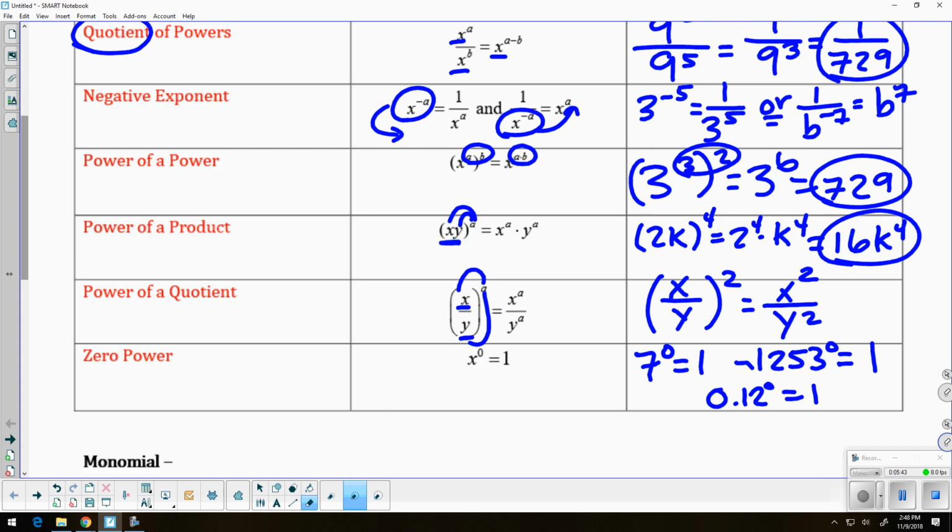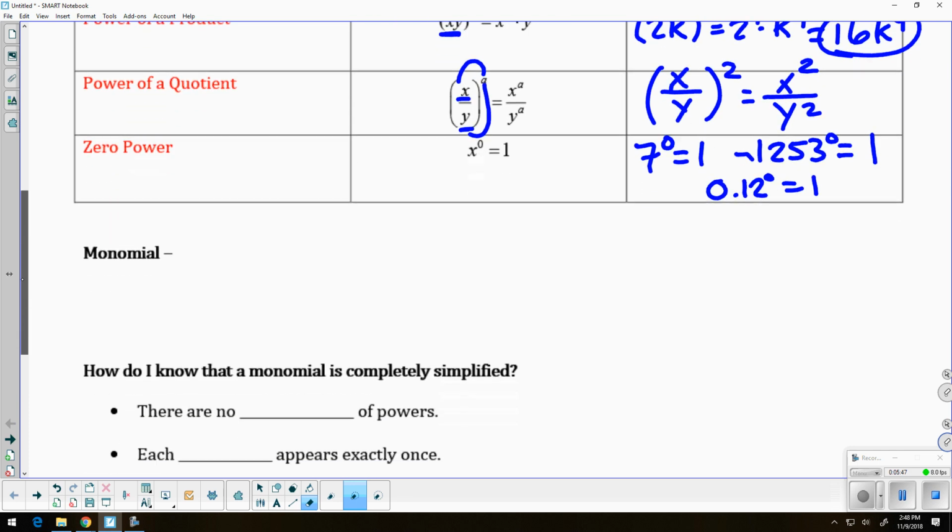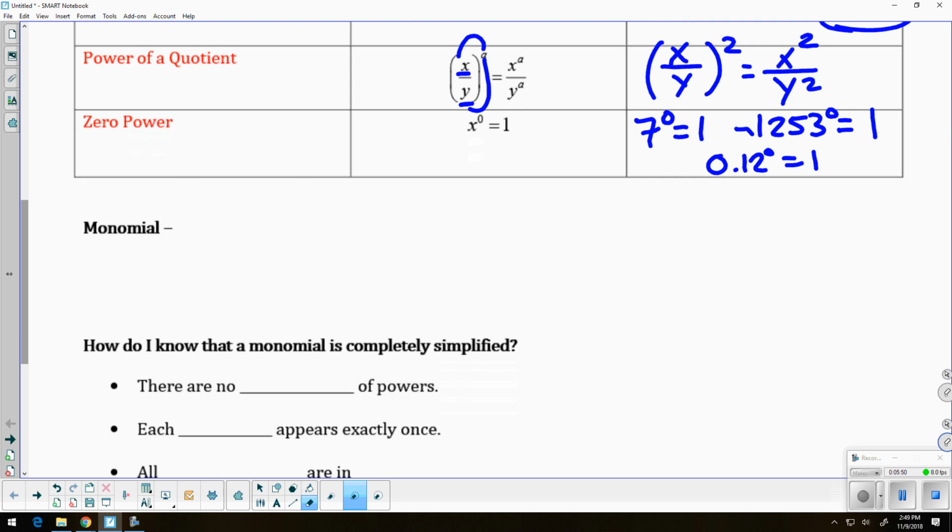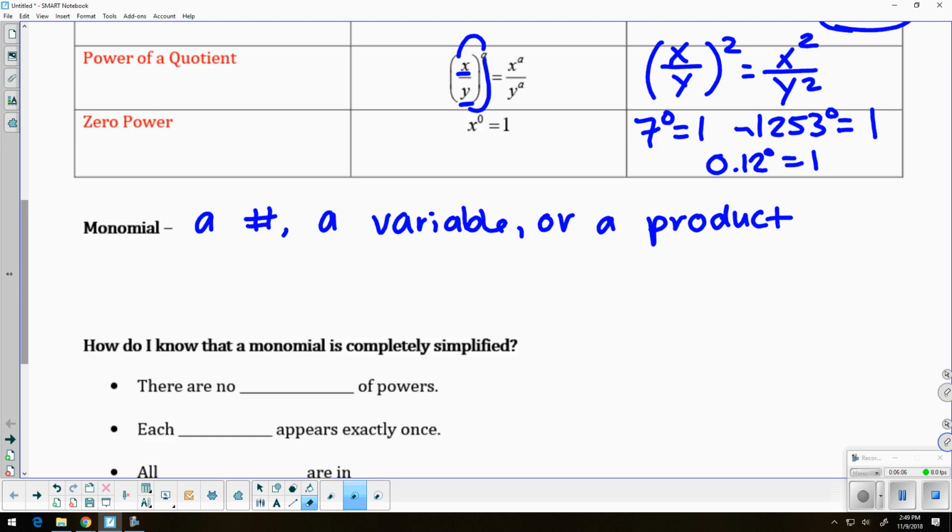Okay? Our first definition has to deal with a monomial. So what a monomial is, these were all monomials I was working out in my examples up here. So what it is, it could be a number by itself. It could be a variable also by itself. Or it could be a product of a number and a variable. So if you multiply a number and a variable together, that's also technically a monomial.